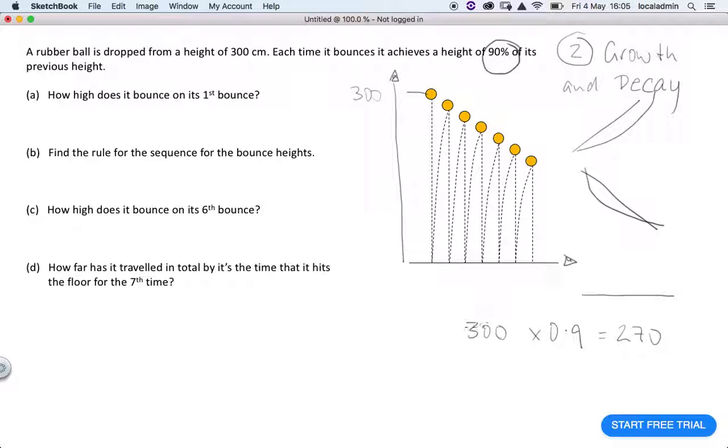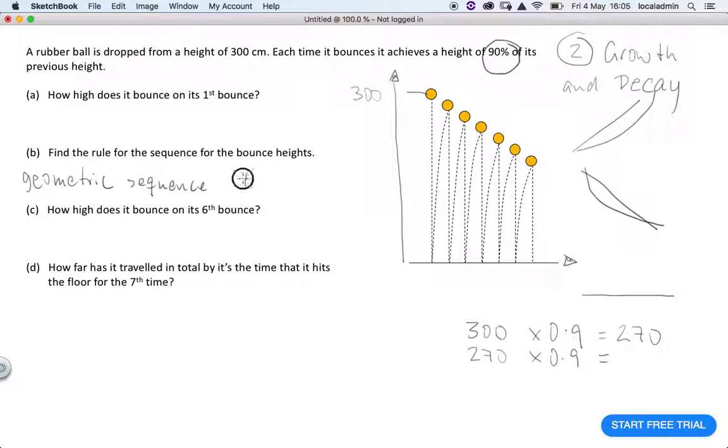How do I know that? Well, 10% of 300 is 30, so 300 minus 30 is 270. Now that our starting value is 270 and we multiply by the same factor, we obviously get a smaller value there. Okay, so that tells you straight away it is the geometric sequence.